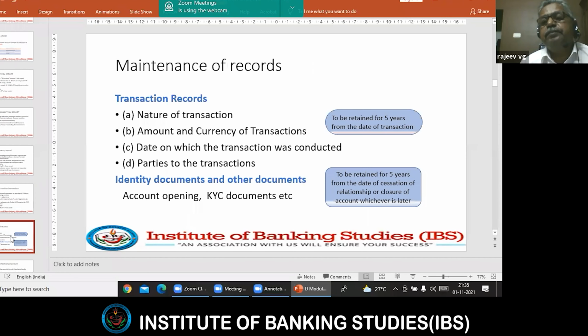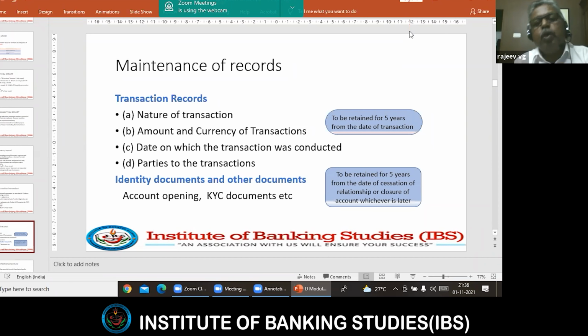Then maintenance of records. This is a very important aspect, as one question is sure from this. As per these PML rules, the bank has to maintain the records in respect of any transaction, whether it is a domestic transaction or an international transaction. That record has to be kept for 5 years from the date of transaction. If a transaction is taking place, the records in respect of the transaction, that is the nature of transaction, amount and currency of transactions, date on which the transaction was conducted, parties to the transactions, and whatever records are submitted for the transaction, that has to be with the bank for 5 years from the date of transaction, whether it is a domestic transaction or an international transaction. So 5 years, clear? That has to be kept in mind.